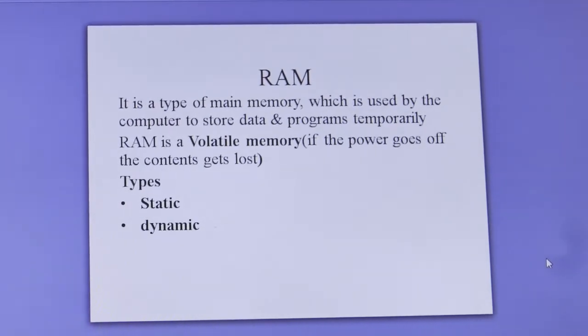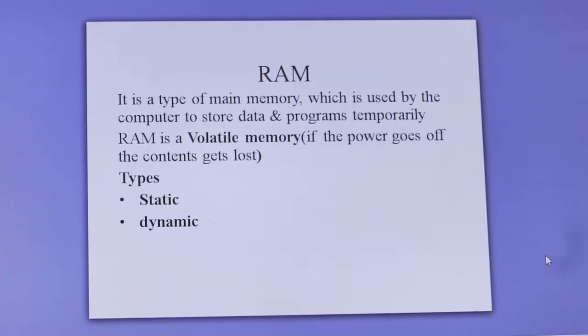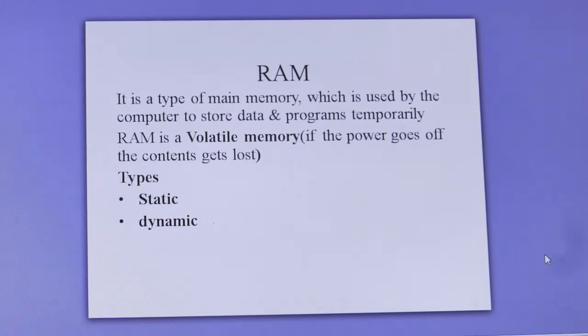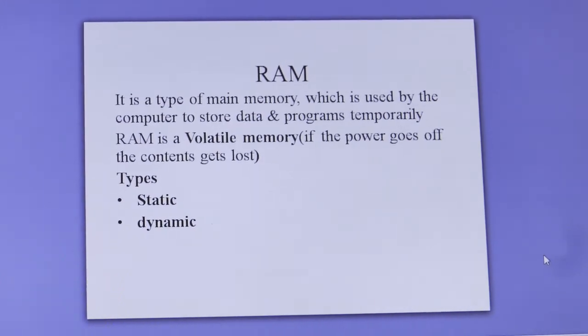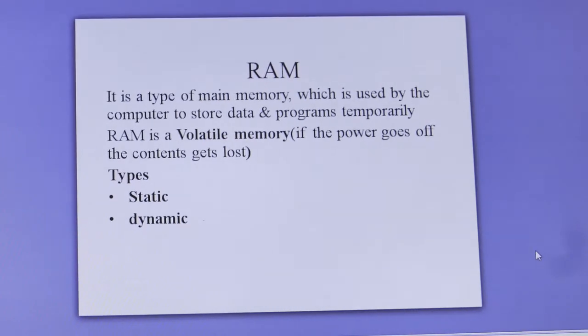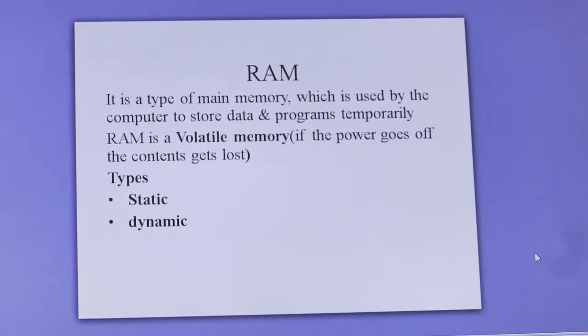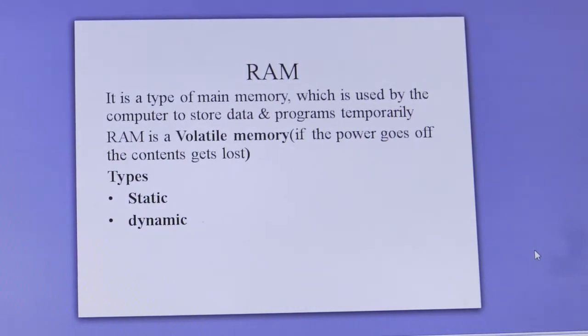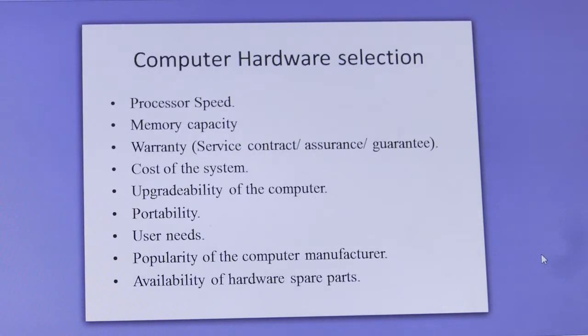RAM. This is a type of main memory which is used to store data and programs temporarily. You can also say it is volatile, which means when the power goes off, its content gets lost. In this we have two types: static and dynamic.